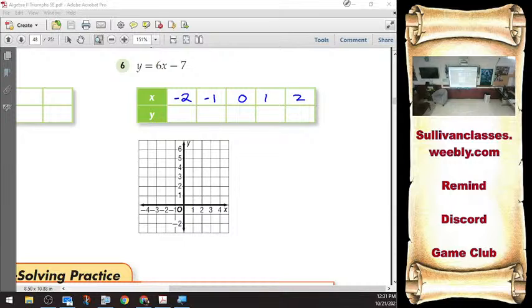1, negative 1. Where's the next one? 5, 2, and then line through. Connect the dots. There you go. Okay, it turns out the numbers that I put up there, a good chunk of them don't even show up on the graph. This is why we pick a bunch of numbers.